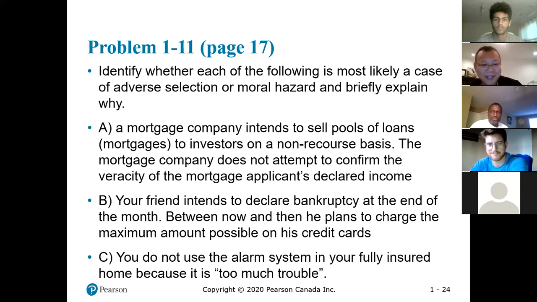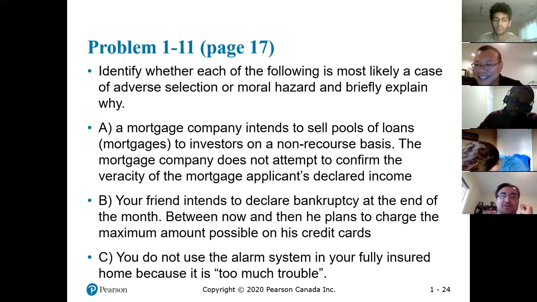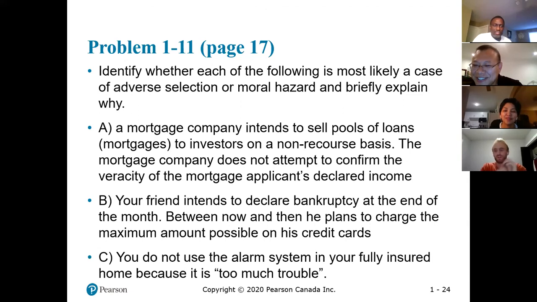Okay, the last one: you do not use the alarm system in your fully insured home because it's too much trouble. Adverse selection. Paul, yeah, adverse selection. I would say this is moral hazard. It's moral hazard? Pretty relatable. I would say this is moral hazard.